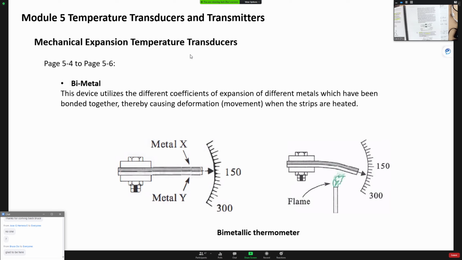Mechanical expansion temperature transducer. This is a bimetallic strip. So two different types of metal welded together. When you heat it up, one will expand more than the other one, so it will deform and make a movement. It can cause an indication, or it can be used for, mainly we saw them in the overload of the motor, right?